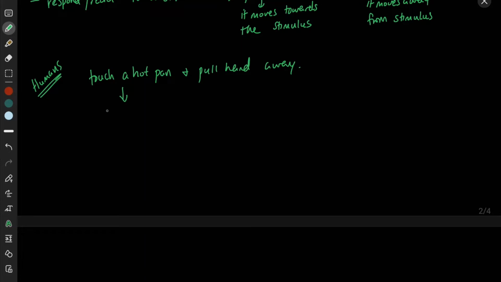When we touch, this is where our senses come into play, right? So we sense the heat, right? And then what do we do? We pull away, and so we react or respond negatively, right? And it's very important that we do that for our own safety.